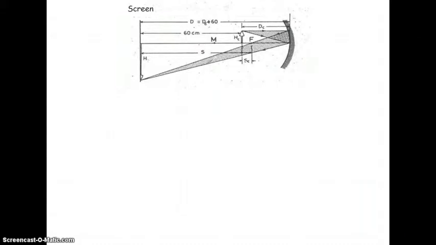Since we are using a concave mirror here, to make the image larger than the object, we should put the object between the focus and the center. So here, this distance is 60 centimeters, and this distance between object and mirror is do. Since the image forms here, this distance is di. And from this figure, we can say that di is equal to do plus 60.